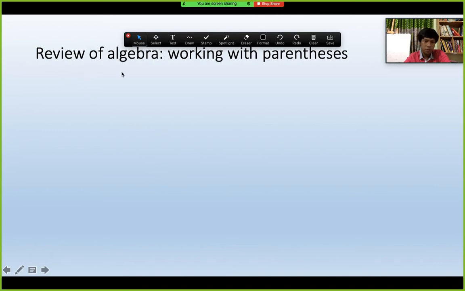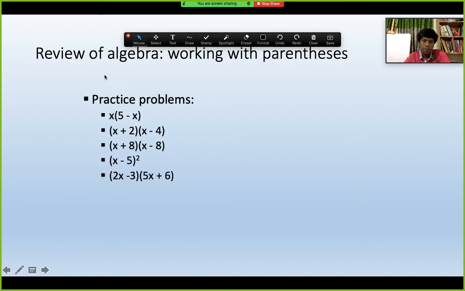Now we need to review a topic which, of course, most of you are very good at, but let's look at this. When you multiply x and this, what will be the answer? Very simple, 5 into x means 5x, and then x into x means x squared. So this line will become 5x minus x squared.